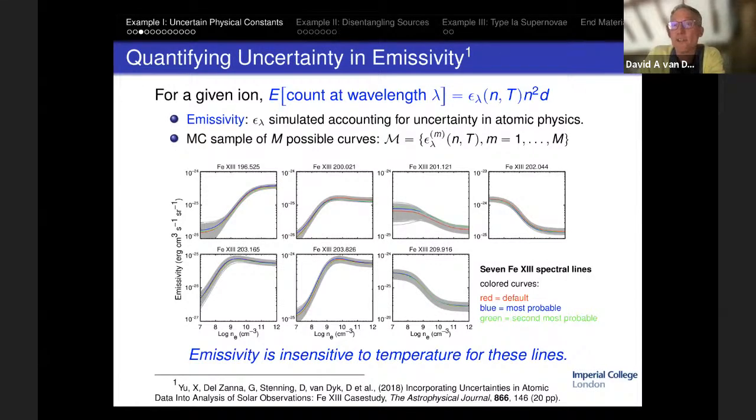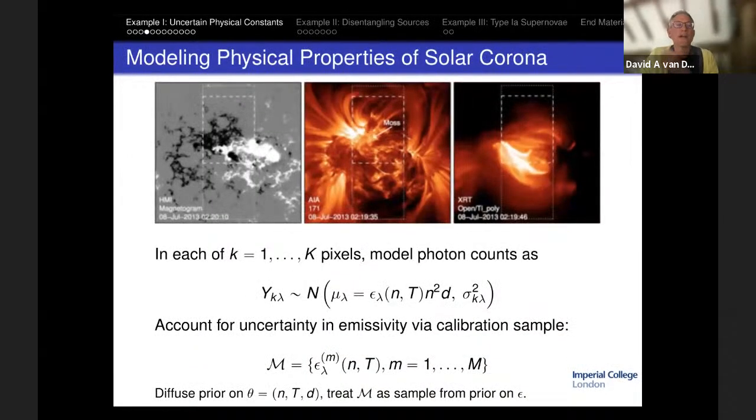And you can see those colored lines. One of them is the default emissivity. If you were just going to use a single emissivity, you would probably be using that one. And then the blue and the green ones are ones that we identify as most likely. You can see they're not quite the same. They're pretty similar. They're all kind of in the middle of the distribution. That's good news, but they're not quite the same. And therefore, we might end up with somewhat different answers for our estimates of the physical properties of the corona.